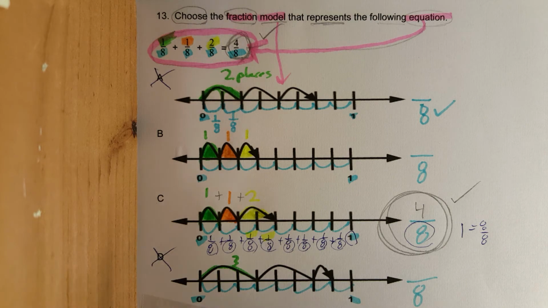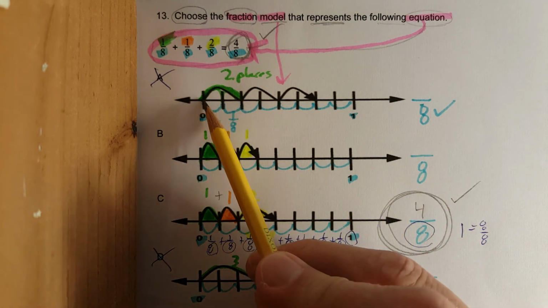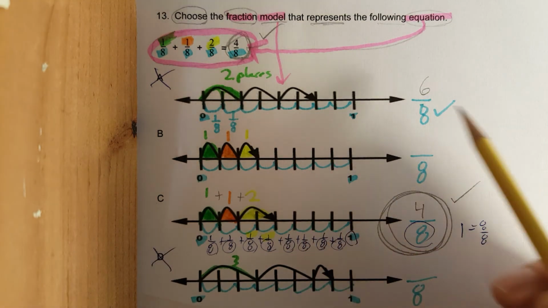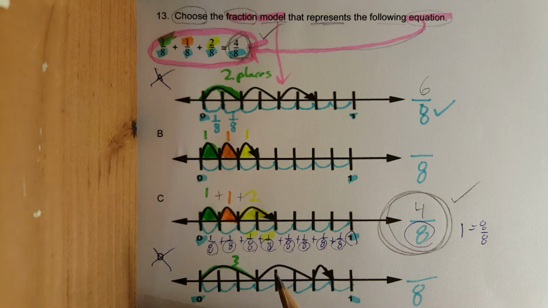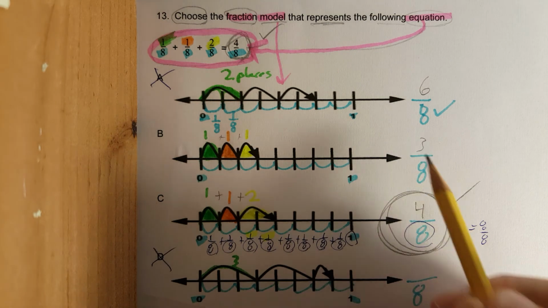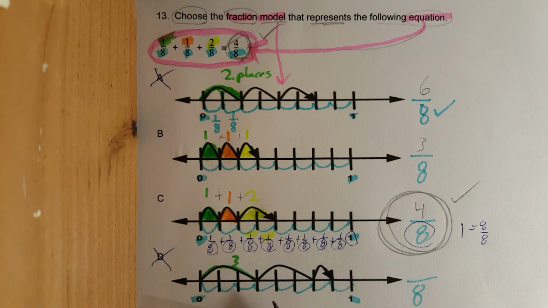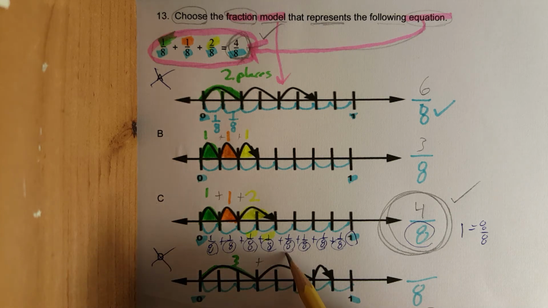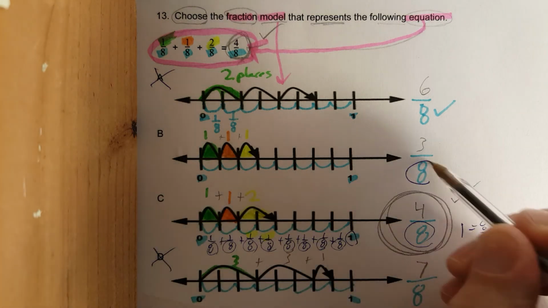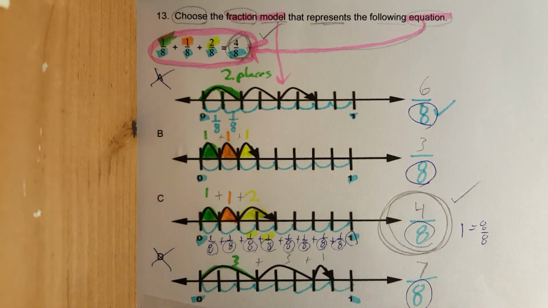Okay? Let's just see what happened to the other ones. 1, 2, 3, 4, 5, 6. This actually is 6/8. That's not 4/8. Let's check this one. 1 plus 1 plus 1. That's 3/8. This one down here, whoa, it jumps 3. It jumps 3 more, and it jumps 1 more. 1 plus 3 plus 1. 6, 7, 7/8. So when you're adding fractions, make sure that denominator stays the same.